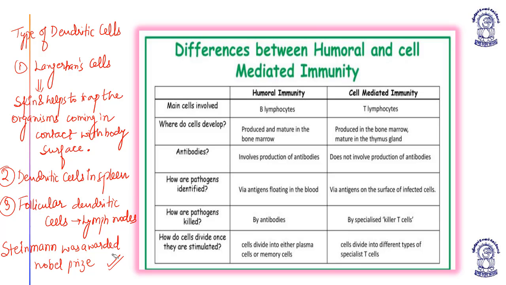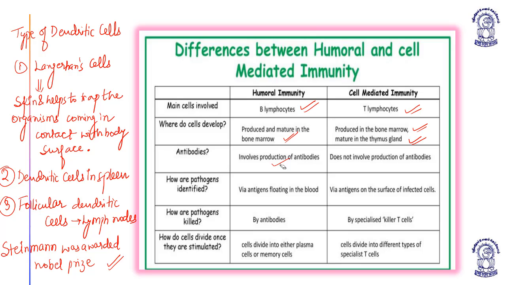Understood? Now, there is a difference between humoral and cell-mediated immunity. Humoral immunity: main cells involved are B lymphocytes, and in cell-mediated immunity, T lymphocytes. Where do the cells develop? Both types of immune cells are produced and mature in bone marrow, but in the case of cell-mediated immunity, the final maturation takes place in the thymus gland.